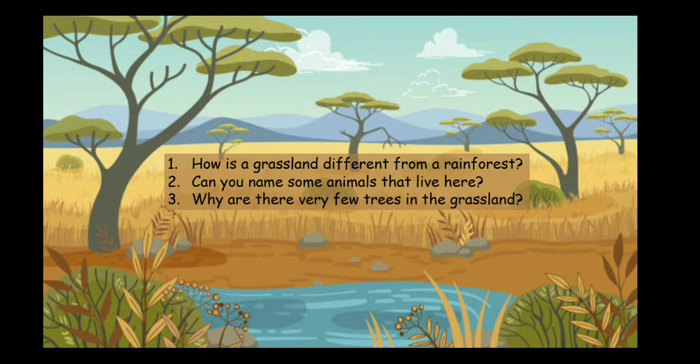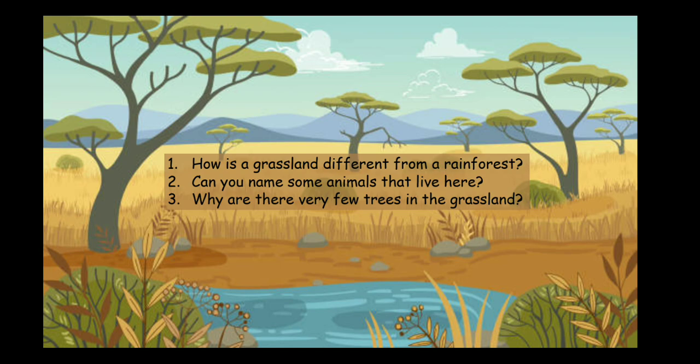Can you name some animals that live here? Very good. Some of the animals that live here are hare, lion, elephants, zebra, and antelopes. So these animals live in the grassland. And you can see that the antelopes and the zebras are grazing animals. So grazing animals like this habitat, and they live in the grasslands because they eat grass.